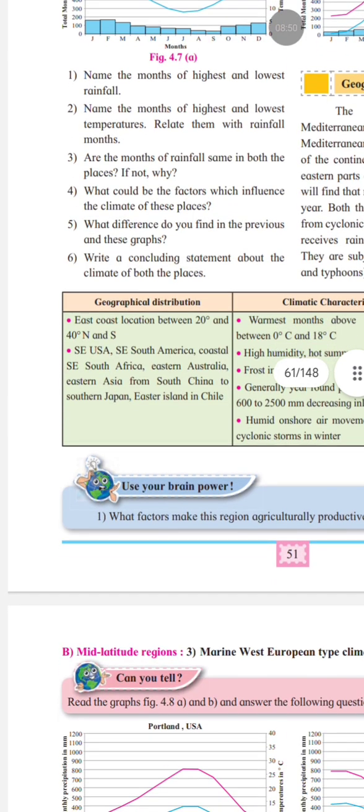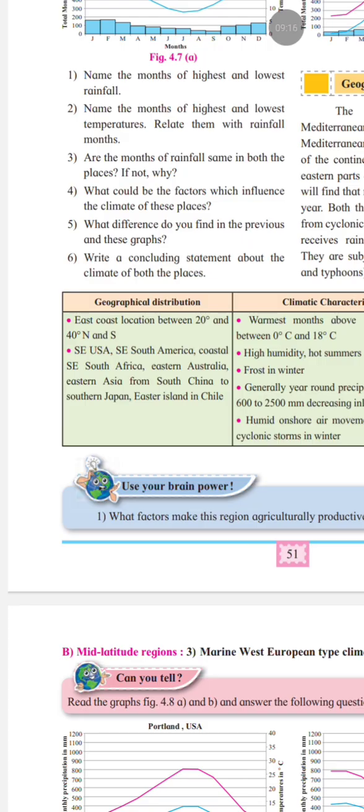Fifth question is what difference do you find in the previous and this graph? The main difference we can say is that the Mediterranean climate is generally found in the western sides of continents, while the China type of climate is found on the eastern sides. The Mediterranean region mainly receives winter rainfall, whereas the China type receives rainfall throughout the year.